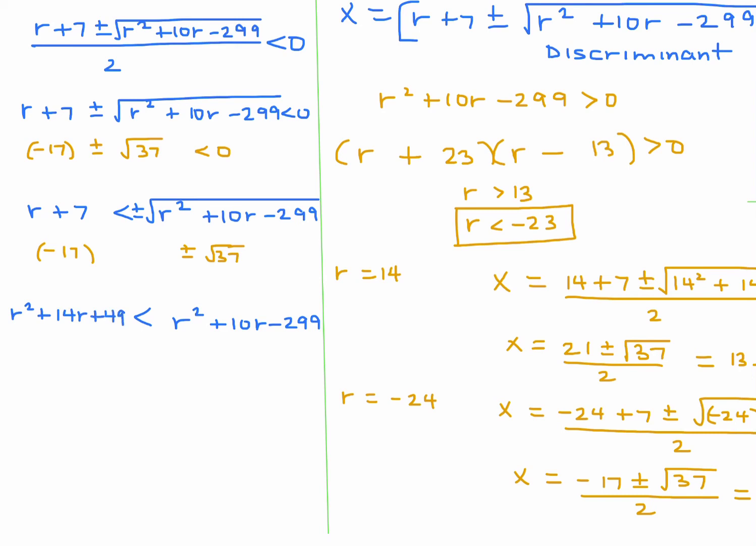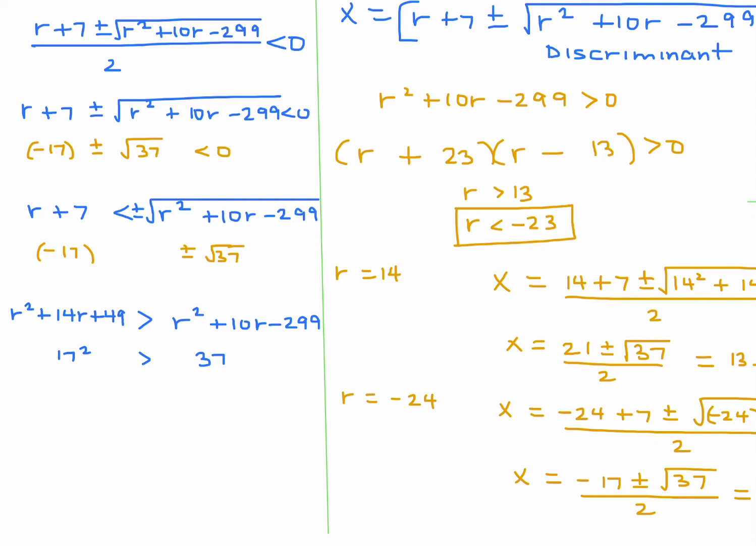But here's the thing. I have to switch this symbol from less than to greater than, because, remember, I put these in for a reason to illustrate what happens. When you square, because this number was negative, it becomes 17 squared. This squared becomes 37. So as you can see, it's greater than. So that's why that sign had to be switched.